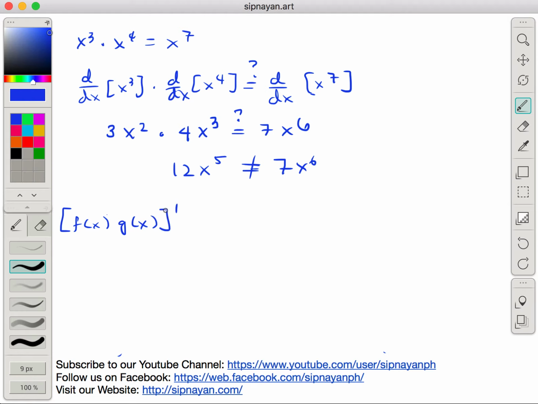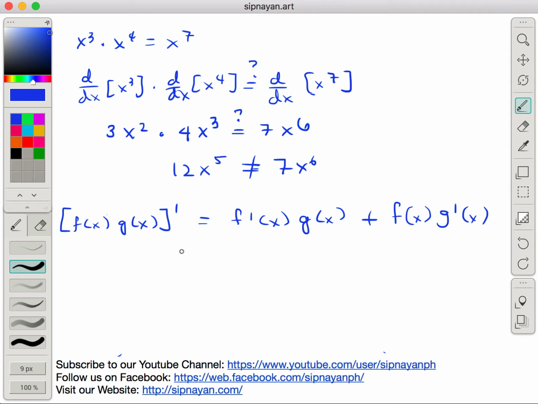Lagyan na natin ng prime to denote that we want to get the derivative of the product. Actually, the formula is equal to f prime of x times g of x. No? So you get the derivative of the first function and then multiply it to the second function and then add plus, you get the first function and then multiply by the derivative of the second function. Okay, so ito yung formula ng ating product. So paano natin gagawin dito yan?